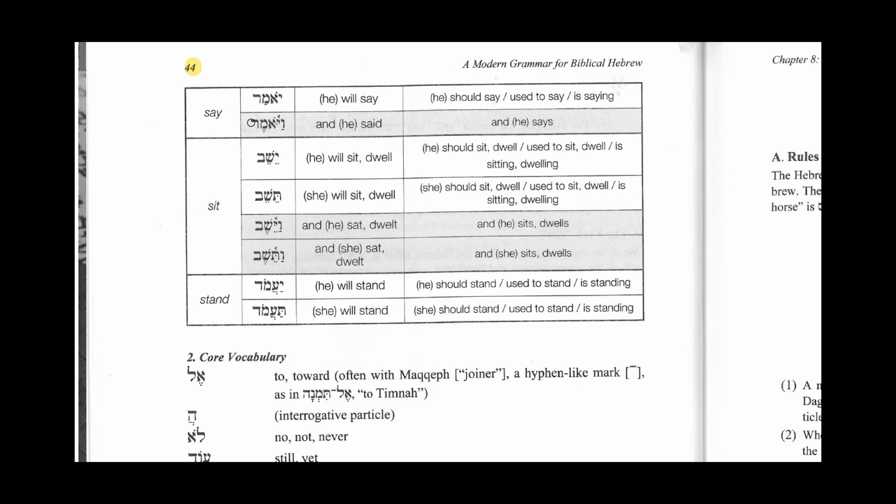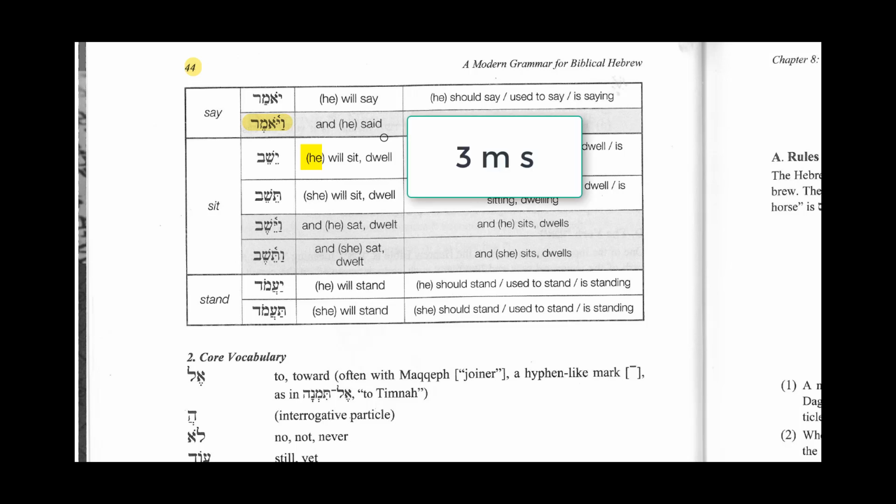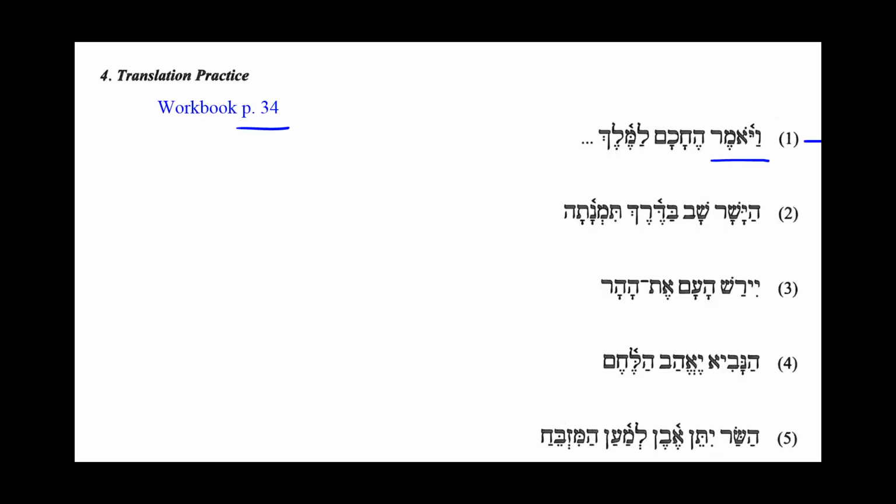And here's our word, vayomer, and it means "and he said." Note that the pronoun "he" means that we have third masculine singular. Come back over. So we begin with "and," and I'm going to put the "he" in parentheses in case we have an explicit subject.